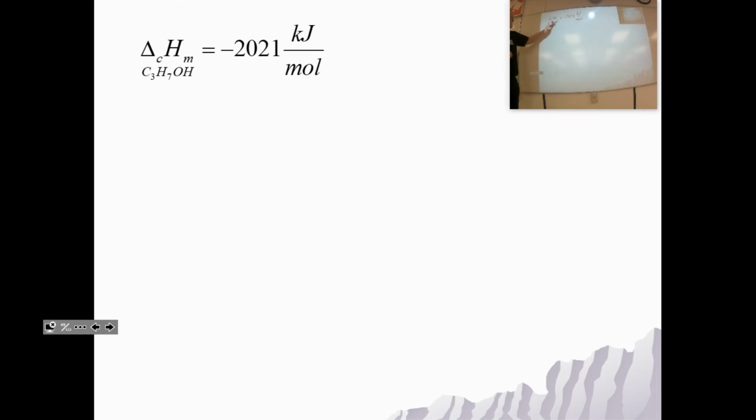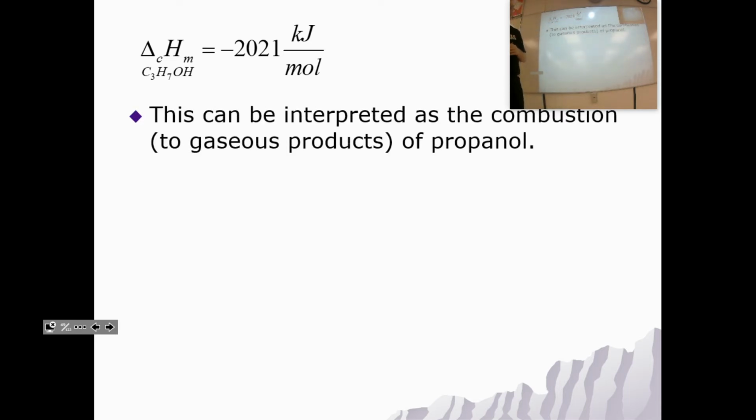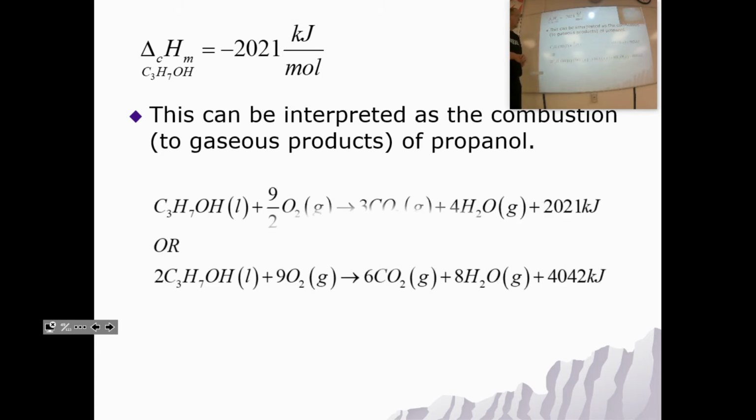So here is another, if I was to interpret this, to create or to combust 1 mole of C3H7OH or propanol, I would receive 221 kilojoules for every mole of this substance that I react. Okay? I don't know what the rest of it is, but I know if I have 1 mole of this, that's the amount of energy I get out when I burn it in enough oxygen. Okay? These are examples.